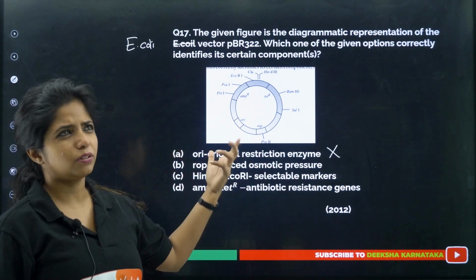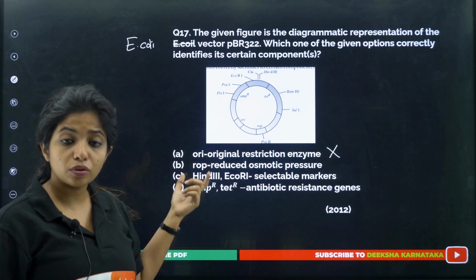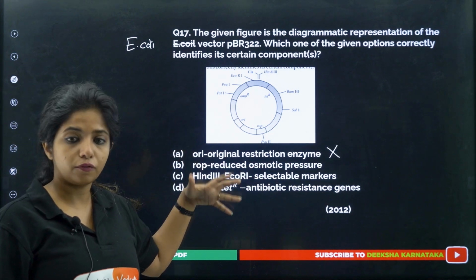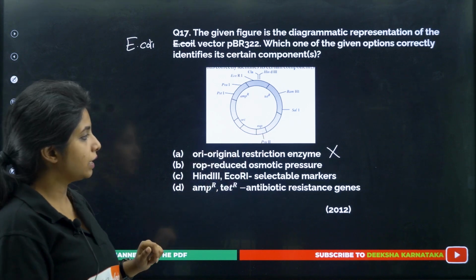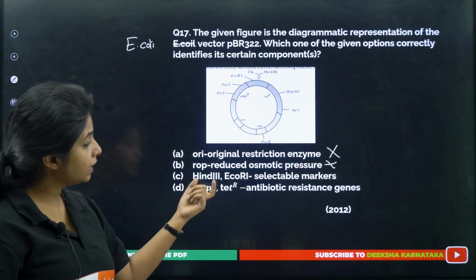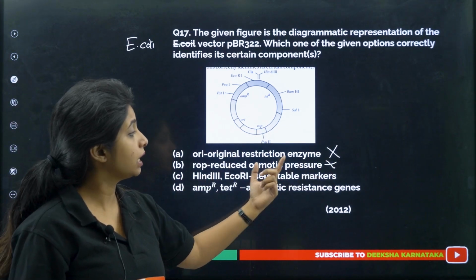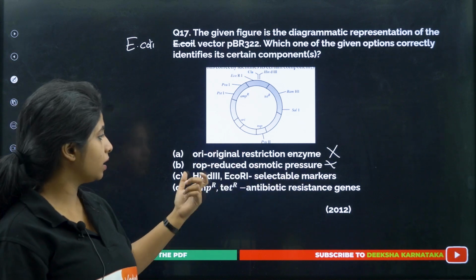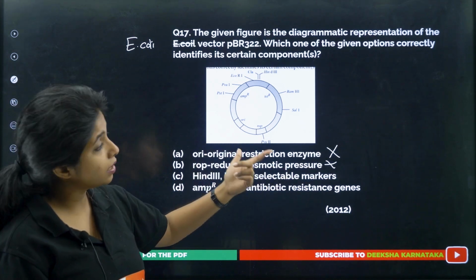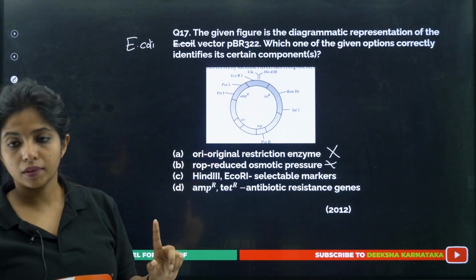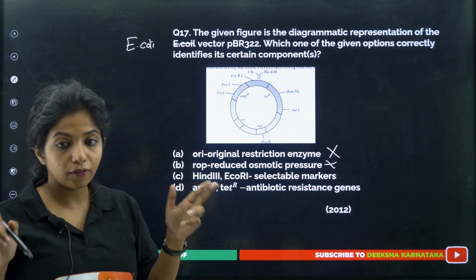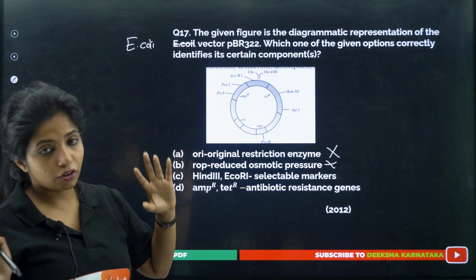ROP, reduced osmotic pressure? No, it is the repressor of primer protein, something like that. Basically it is useful for replication itself. For initiation of replication, you need ROP, which is right here. So that is also wrong. HindIII and EcoRI are selectable markers? HindIII and EcoRI are not selectable markers, children. Those are the sites for restriction enzymes, they are not selectable markers.